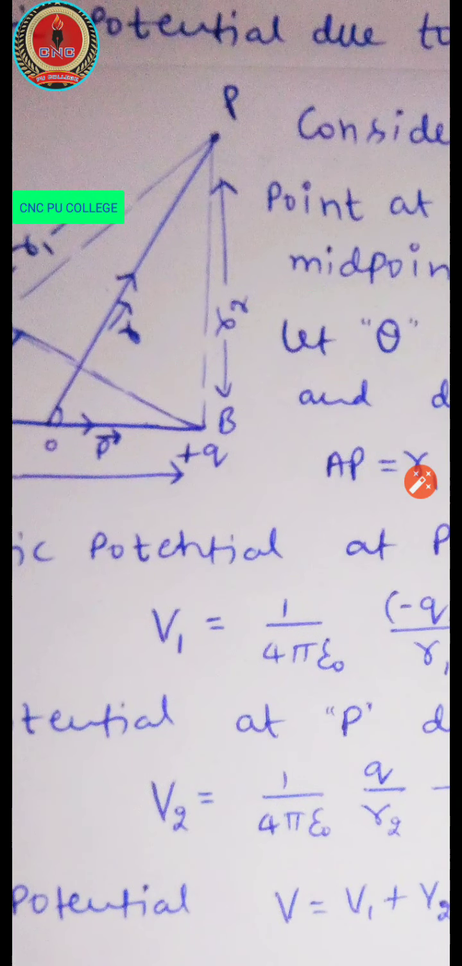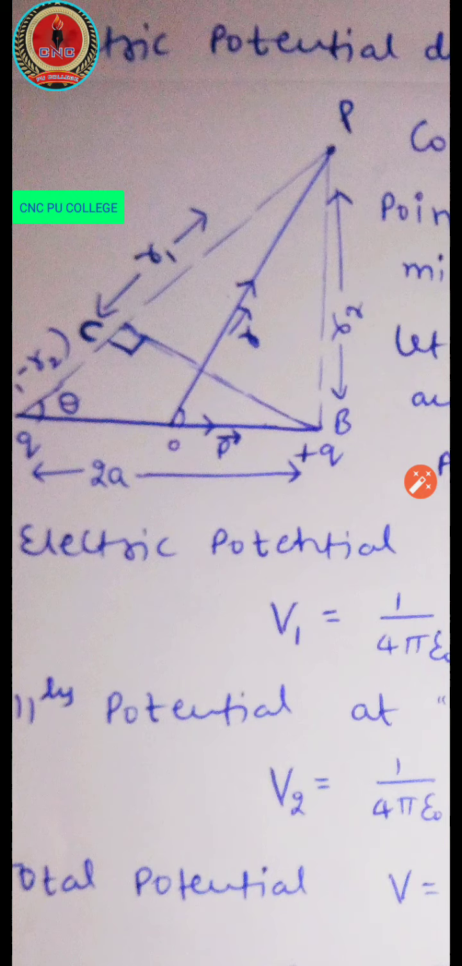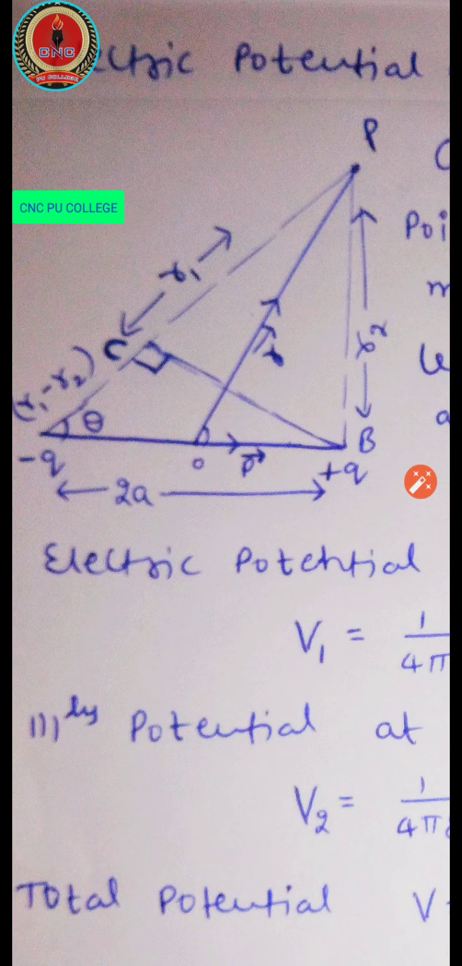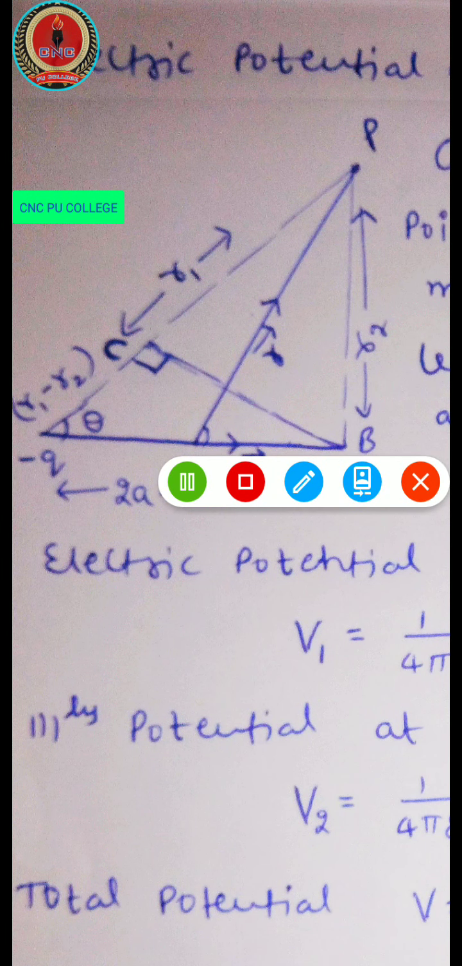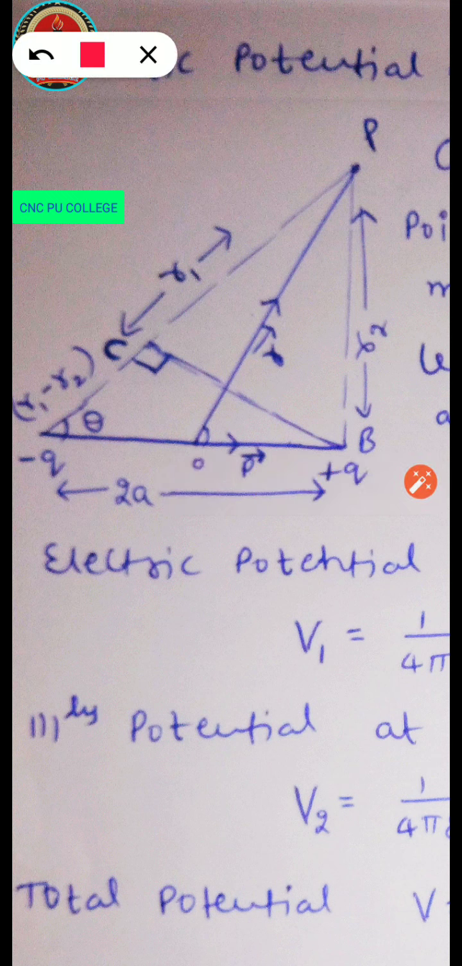As we can observe in the diagram, point P is not equidistant from the negative charge as well as the positive charge. We can observe that clearly. So it is r1 and this is r2, and in the picture, r1 is greater than r2. Now we have to get r1 minus r2. In order to get r1 minus r2, we just have to drop a perpendicular from B onto AP, and this gives r1 minus r2.